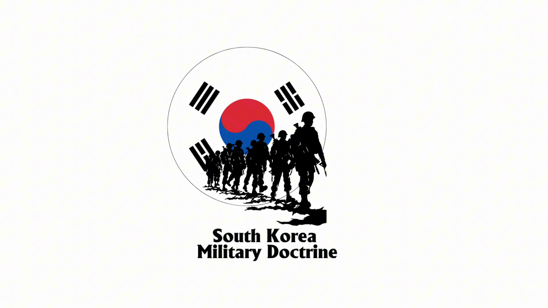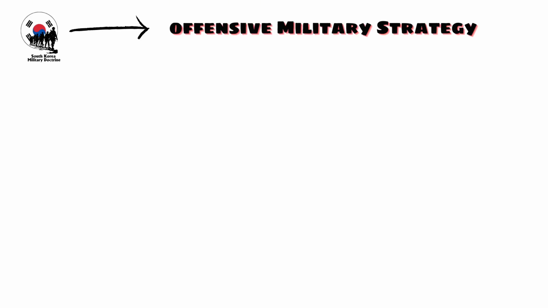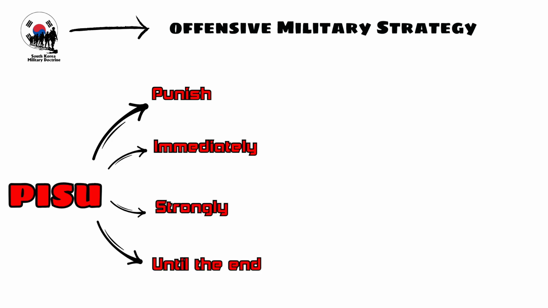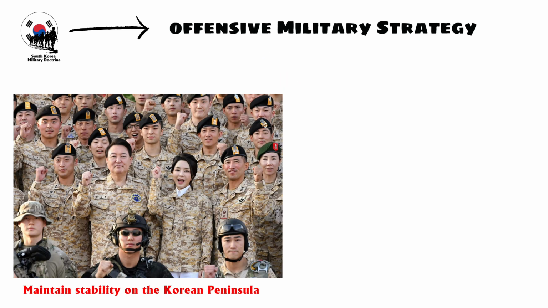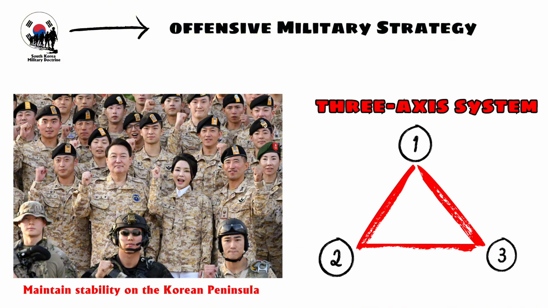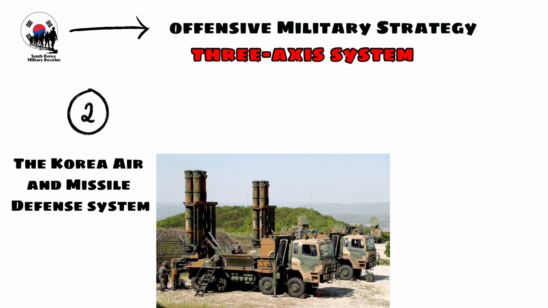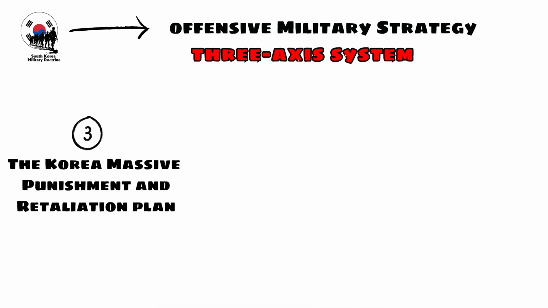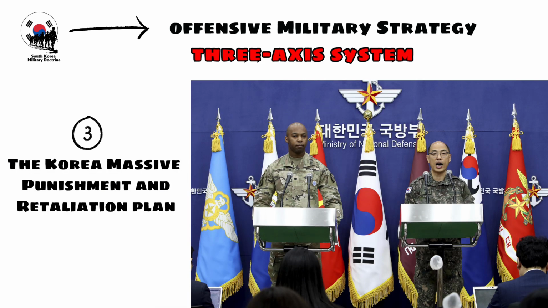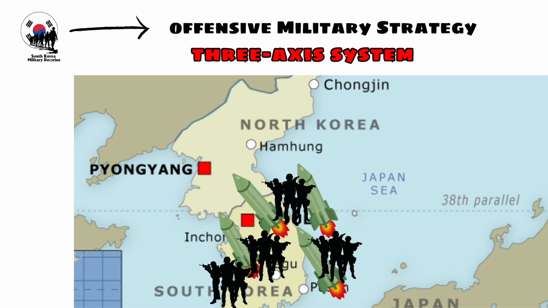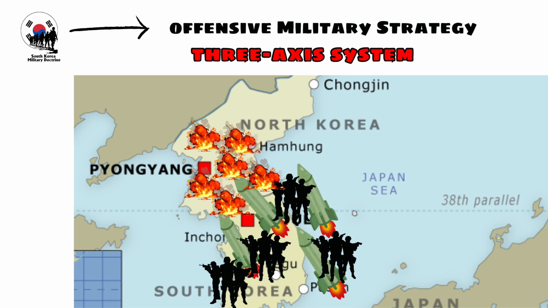South Korea military doctrine. South Korea's military doctrine centers on an offensive strategy encapsulated in PSU, punish immediately, strongly, and until the end, if provoked by North Korea. To maintain stability on the Korean peninsula, the country has adopted a 3-axis system. 1. The kill chain for preemptive strikes on North Korea's nuclear and missile facilities. 2. The Korea Air and Missile Defense (AMD) system. 3. The Korea Massive Punishment and Retaliation (KMPR) plan, which includes precision missile strikes or special forces operations to neutralize North Korean leadership.